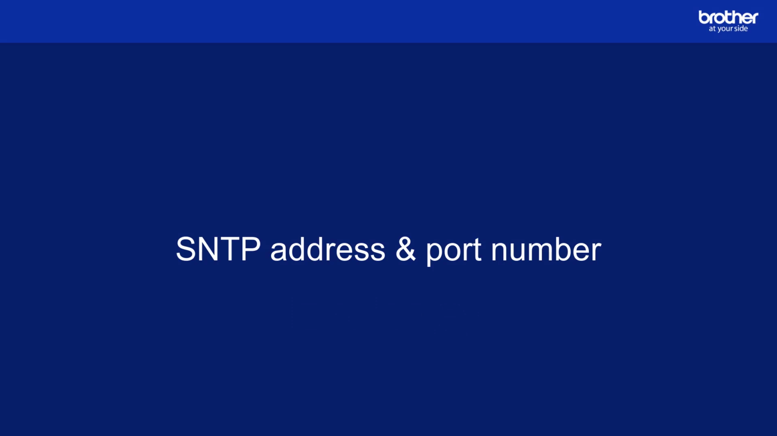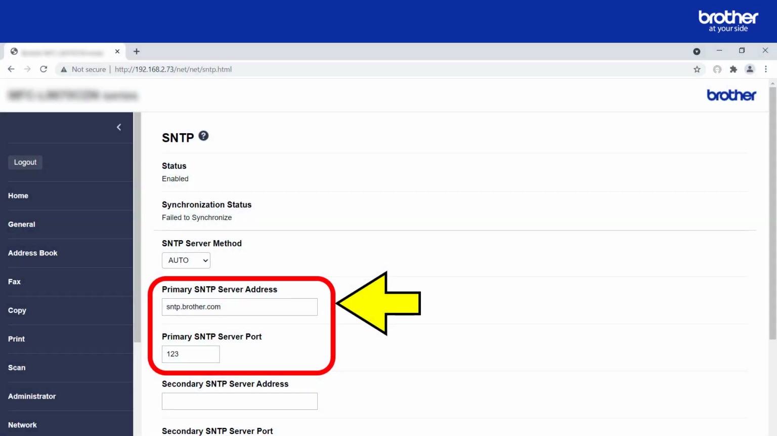SNTP address and port number. The first recommendation is to check that there are no mistakes in the SNTP addresses and port numbers. By default, Brother devices use either sntp.brother.com with port number 123, or the SNTP address and port number managed by your organization's environment, typically assigned through a DHCP server. If your organization uses something different and you need to manually set it, please change them.